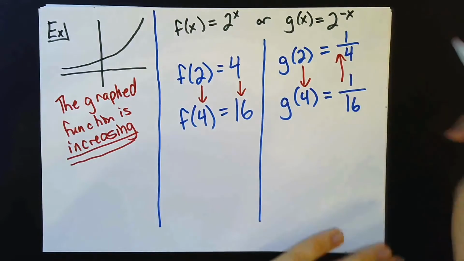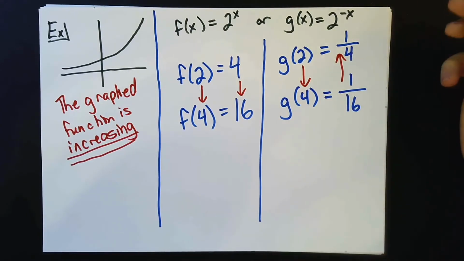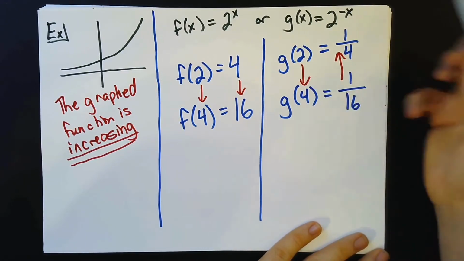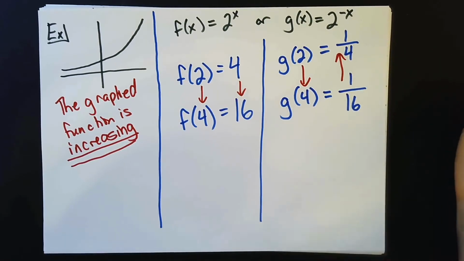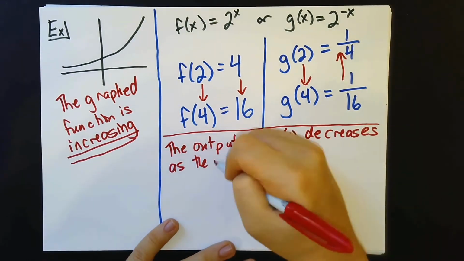And so in the case of g, the input and the output moved in opposite directions. And so this opposite direction movement, that's what I mean by decreasing. As I increased the input, the output decreased. And so that means this function can't be g.